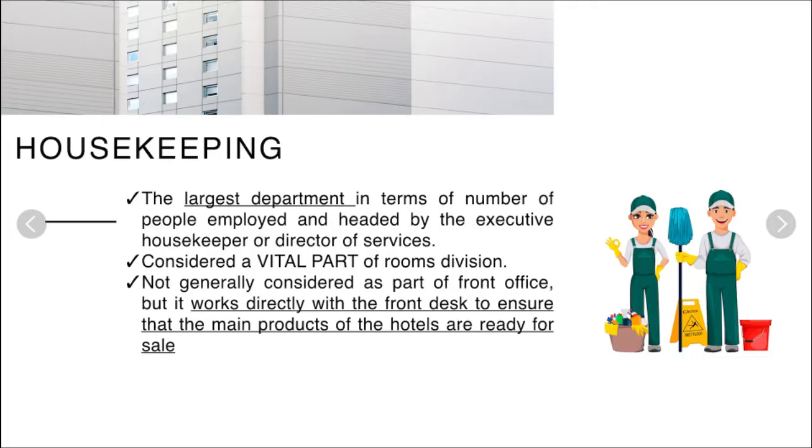Not generally considered as part of the front office, it works directly with the front desk to ensure that the main products of the hotel are ready for sale. As mentioned a while ago, the housekeeping department and the front office department should always be united and coordinated with one another. Another example of this, during our front office procedures subject: whenever a guest will check out, the housekeeper will call the front office department and vice versa. The front office department, or the FO, will call the housekeeping department that room 107 is ready for checkout.